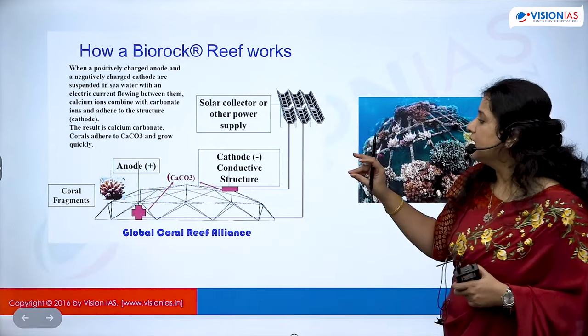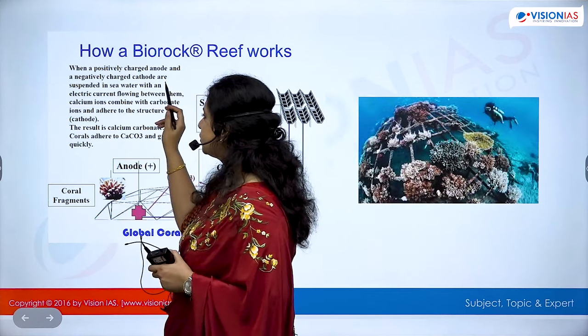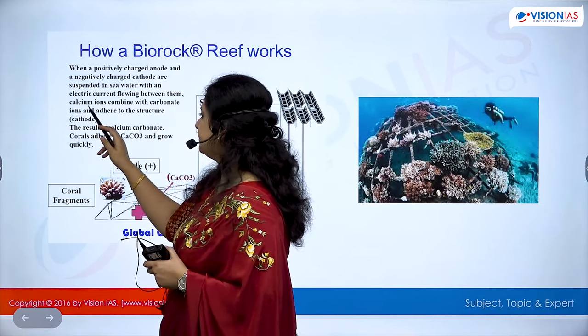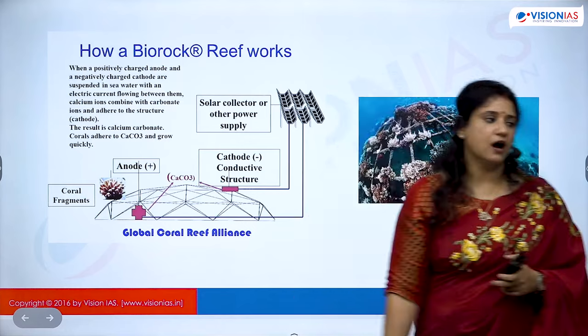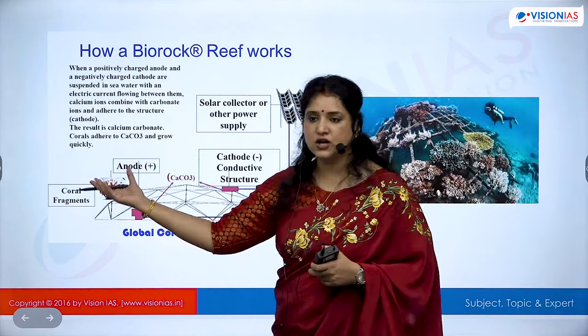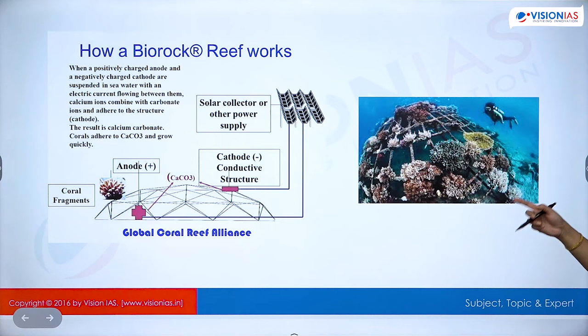Kutch hai. Theek hai? So, how the electric current helps: a positively charged anode and a negatively charged cathode are suspended in sea water. The current is flowing between them. Calcium ions combine with carbonate ions and create calcium carbonate. Okay? And finally, when this calcium carbonate forms coral fragments, it is inhabited by corals, which have a symbiotic relationship with zooxanthellae, okay? So then it promotes growth of that. Alright? Clear?